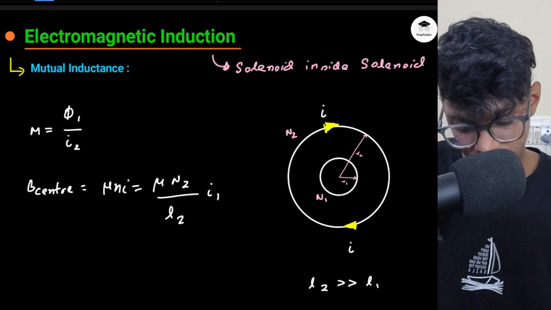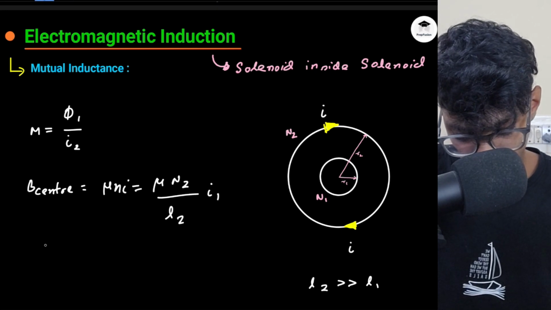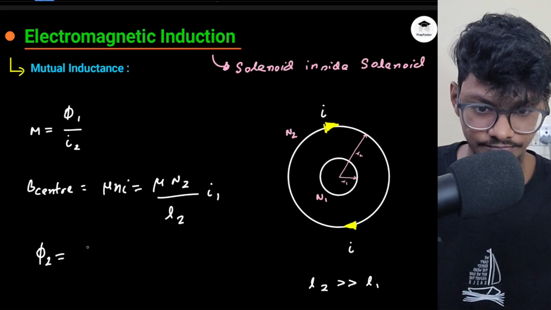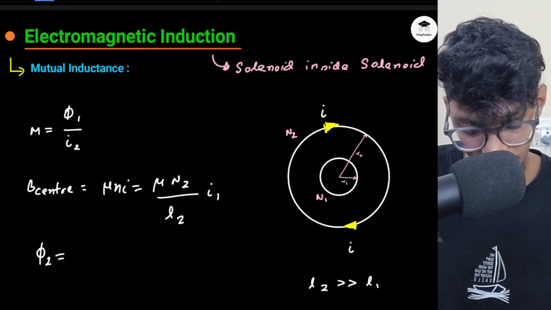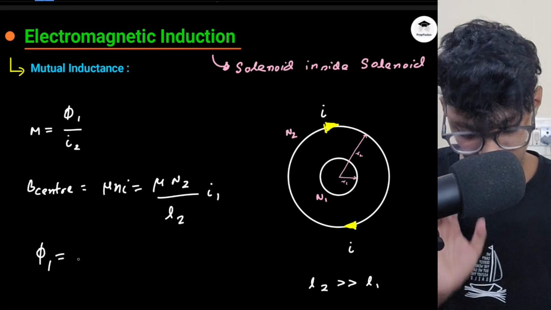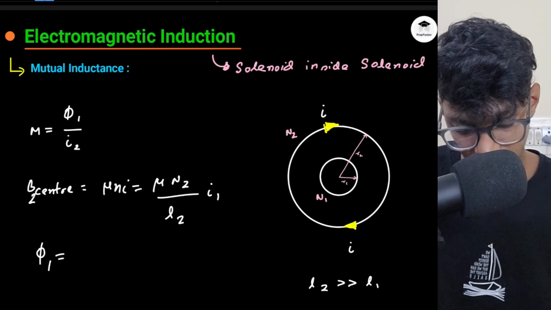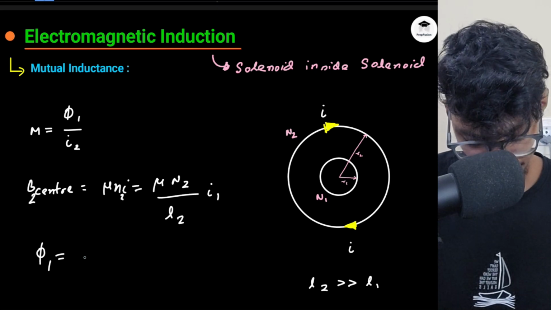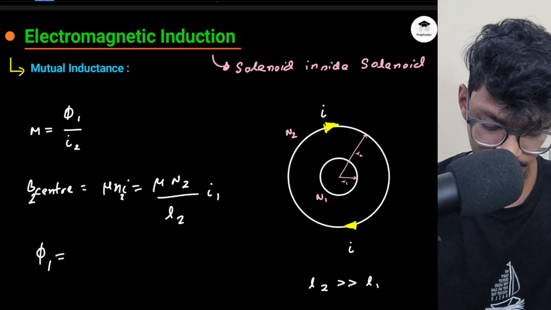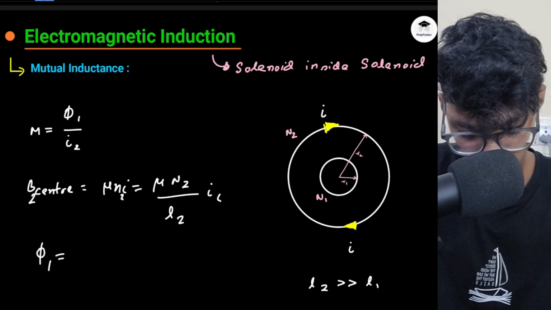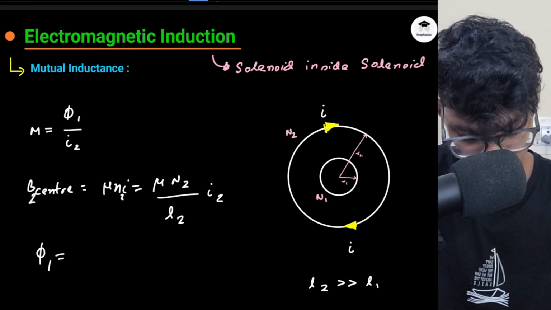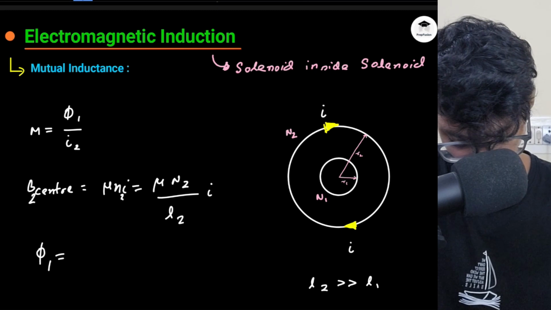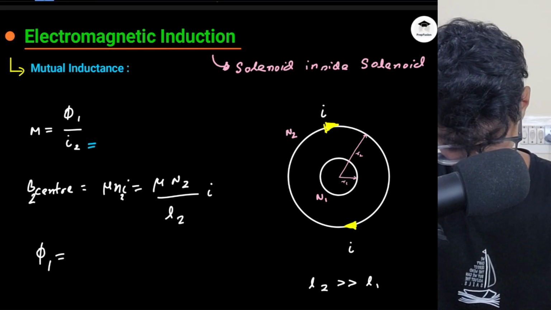Now what is the flux due to this in the second coil? This is the magnetic field in the bigger coil, and what is the flux in the first coil? The current in this is not I1, sorry, this current is I2, right? So I2 is simply I here, so I will replace it with just I. This is simply equal to I only.